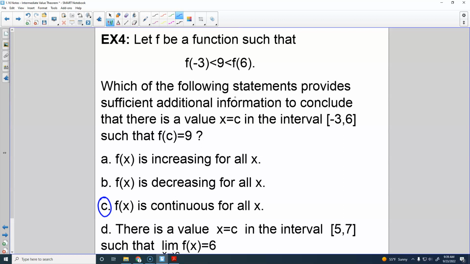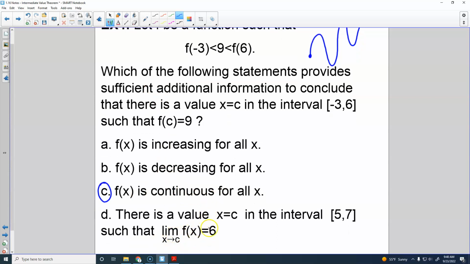It does not matter if it's increasing or decreasing. For this to be true, you know that the point at negative 3 is the lowest and the point at f of 6 is the highest, but the function can do all kinds of crazy stuff in here. It could increase and decrease and still be true. So continuous is the one here.